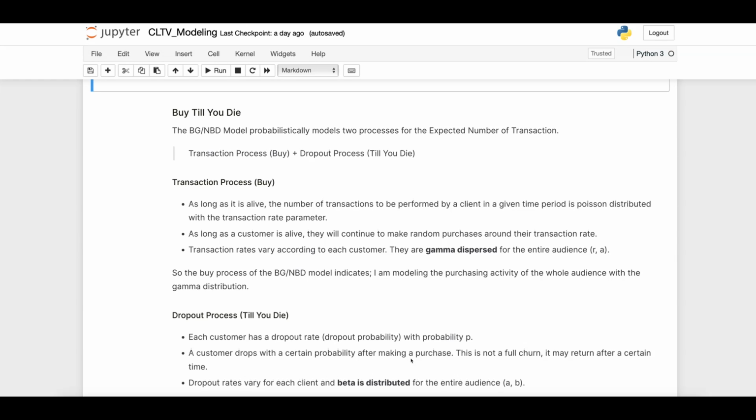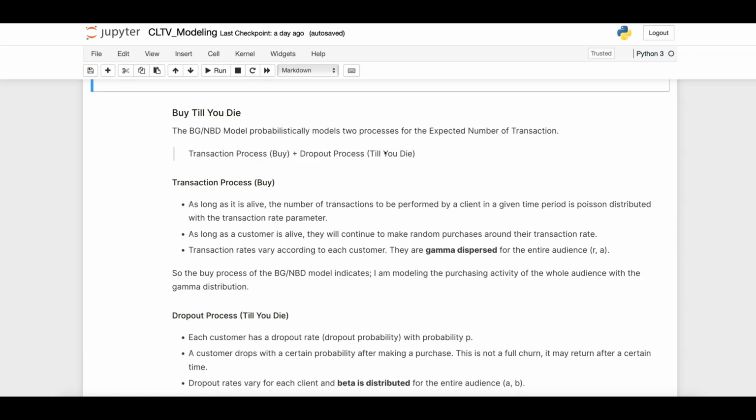Now, let's consider these aspects. One is buy till you die. The BG/NBD model probabilistically models two processes for the expected number of transactions: the transaction process, buy, plus the dropout process, till you die. So you are considering both aspects: the point until which the customer is active and making purchases, and the dropout process. During the till-you-die process there are certain dropouts, so you want to account for those purchases and for that dropout as well, to make sure you can compute the CLTV based on the active purchases and the dropouts, the churns that will happen during the life cycle of the customer.